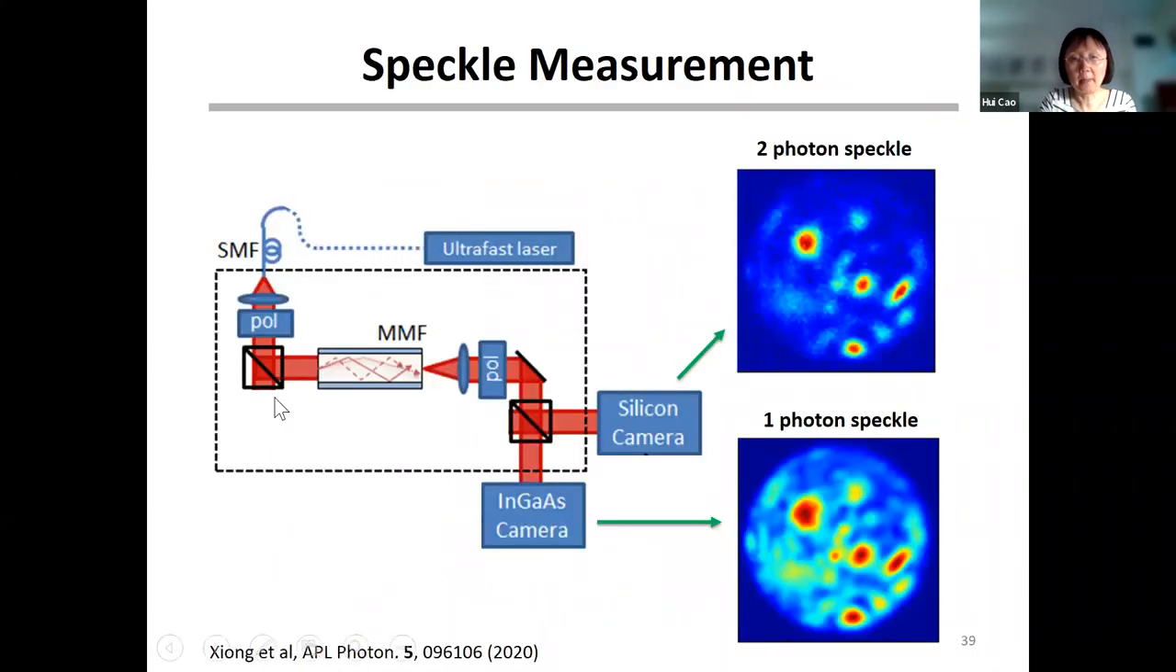So now how do we do that experimentally? We basically send this unknown pulse, I'll show you later what we are trying to measure, through this multimodal fiber. Then here we split it into two arms. In one, we use infrared light and measure the one photon absorption. We call it the linear spectral pattern. In the other, we use a silicon camera and measure the two photon spectral pattern. From the linear spectral pattern, we can recover the spectral amplitude. And from the two photon spectral pattern, we try to recover the spectral phase.